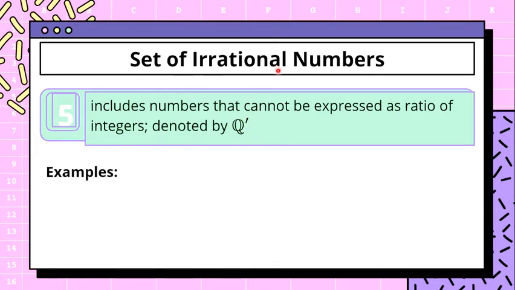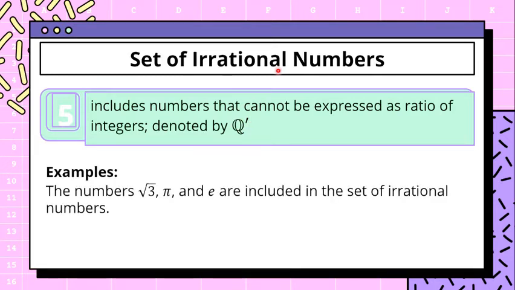So here are the following examples. The square root of 3. When we simplify that, the decimal is infinite also. And pi, and Euler's number. Euler's number is also irrational since the decimal, or the simplification of this one, is unlimited. Therefore, they are irrational numbers.